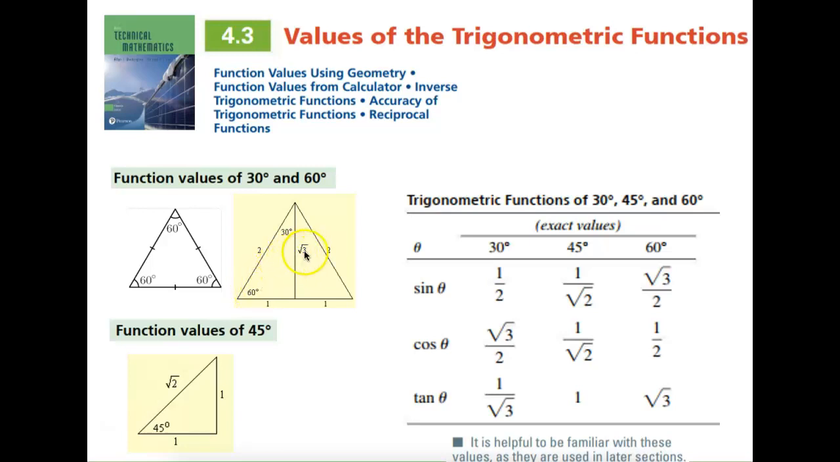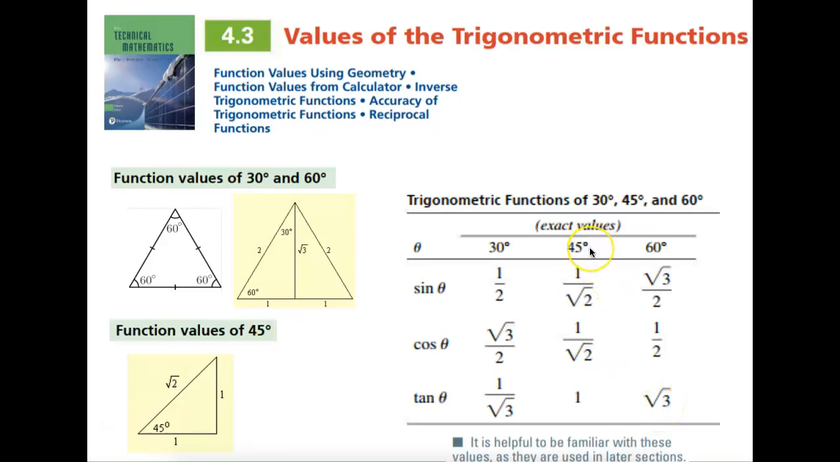60 degrees, looking at the same thing here. The sine of 60 degrees is opposite over hypotenuse. That's over here in our chart. The cosine of 60 is adjacent over hypotenuse, which is over here at 1/2. And then the tangent of 60 degrees is opposite over adjacent, which is square root of 3.